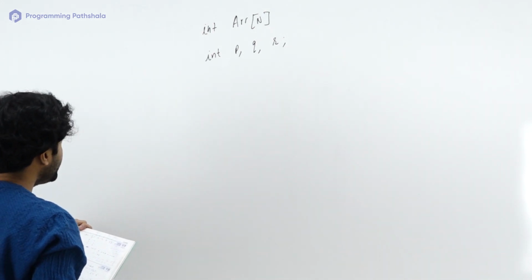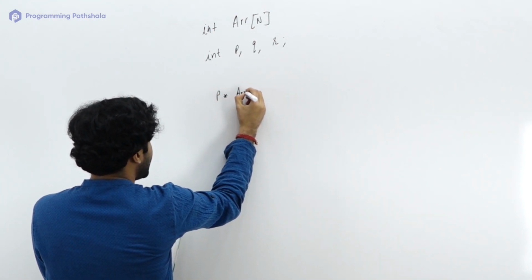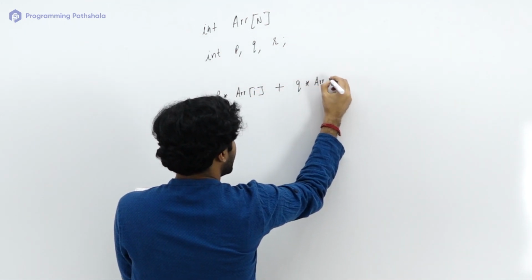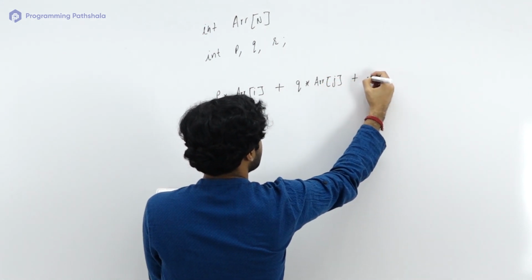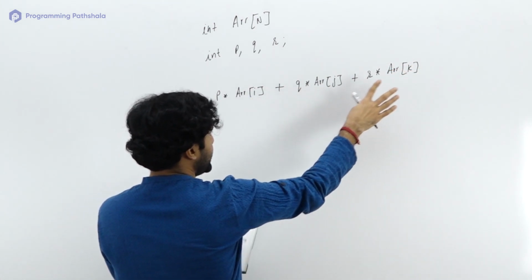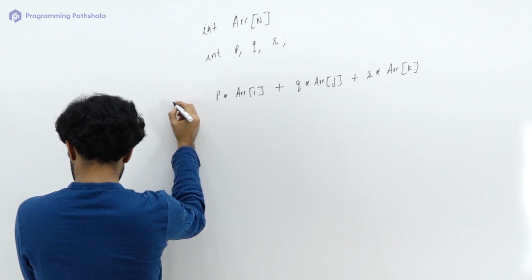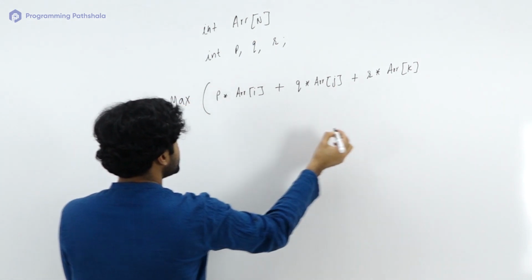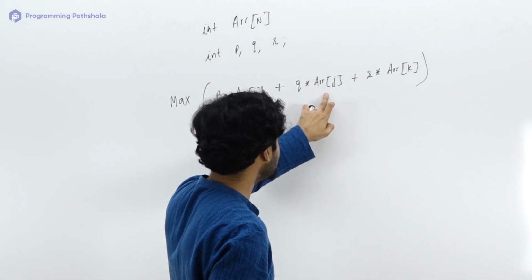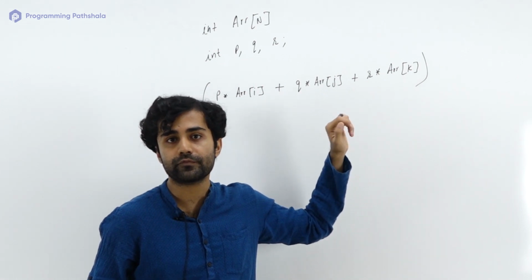okay? Now what you have to do is consider an expression like p multiplied by array of i plus q multiplied by array of j plus r multiplied by array of k. Of course, this i, j and k are some indices of the input array, okay? And now what you have to do is basically maximize this expression p into array i plus q into array j plus r into array k, where array i, array j, array k are the three elements chosen from the input array.